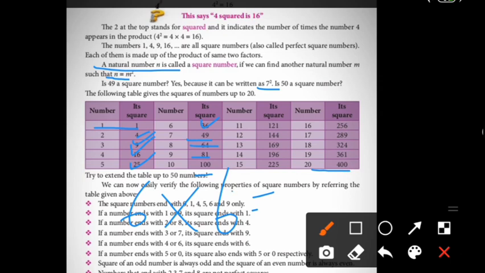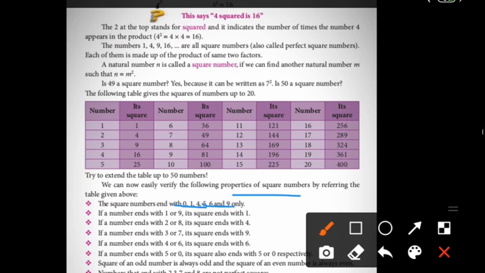Some properties of square numbers. What are the properties of square numbers? A square number ends with 0, 1, 4, 5, 6 and 9 only. The perfect square numbers always end with 0, 1, 4, 5, 6 and 9 only. So let us take the numbers 1, 2, 3, 4, 5, 6, 7, 8 and 9.